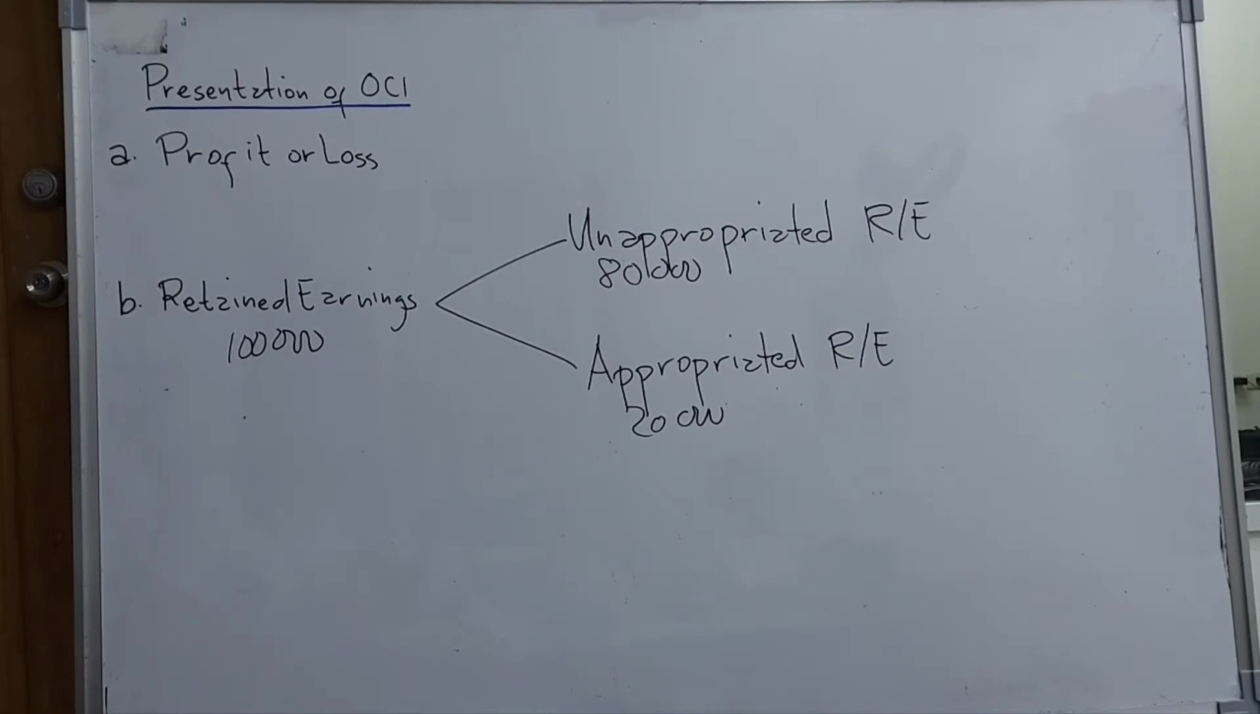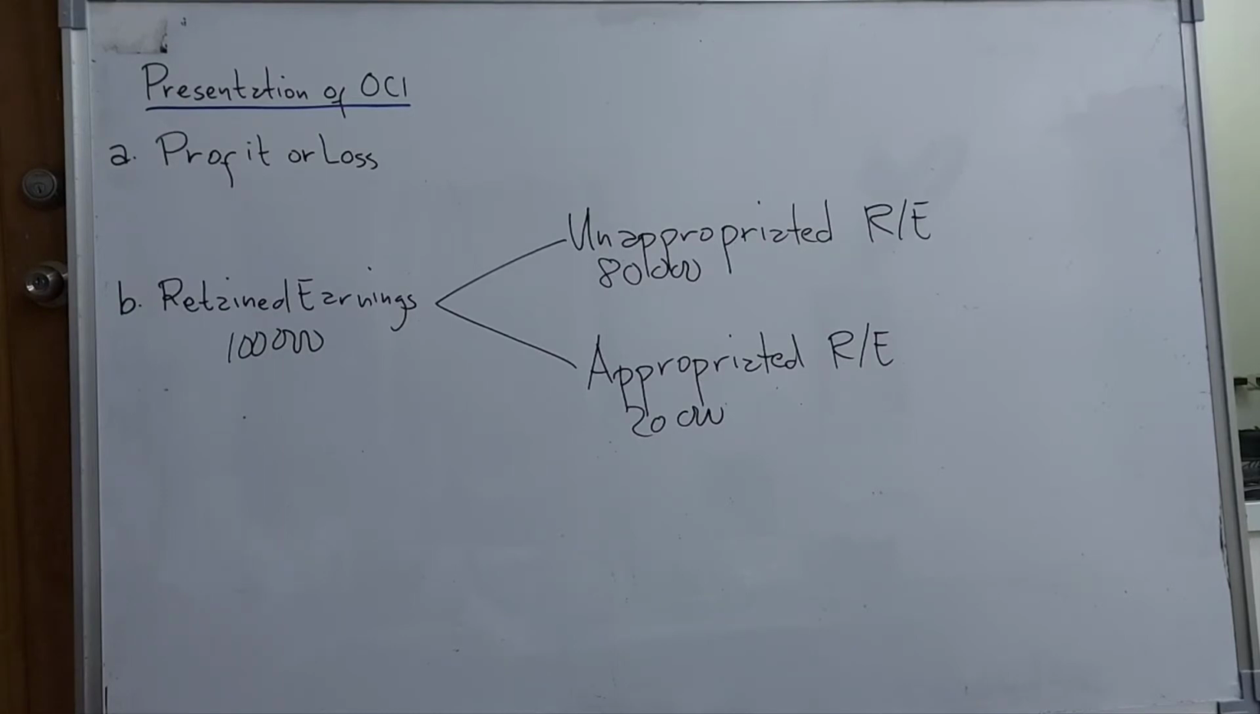Yung 20,000, hindi siya pwedeng galawin, restricted siya, appropriated retained earnings. Ibig sabihin, may specific na paggagamitan ka ng 20,000 na yan, pwedeng for future expenses or mga contingencies and other purposes. Yun yung unappropriated and appropriated retained earnings. Sa dividends nga pala, ma-discuss din naman sa corporation ninyo. Meron kasing pwedeng cash dividend or stock dividend. Basta sa ngayon, na-touch natin retained earnings dun sa presentation ng OCI.